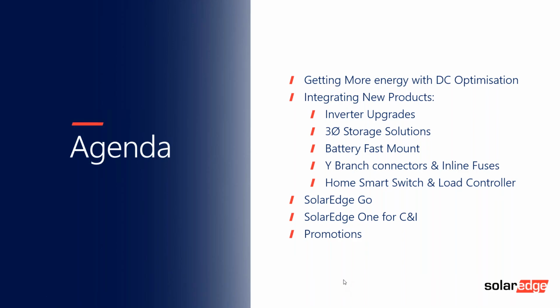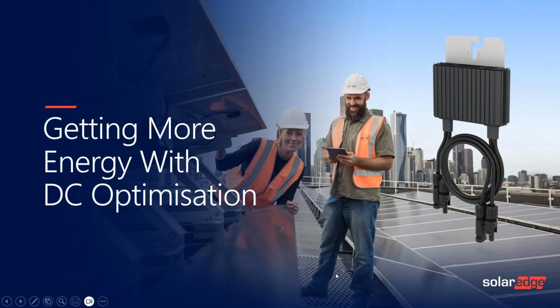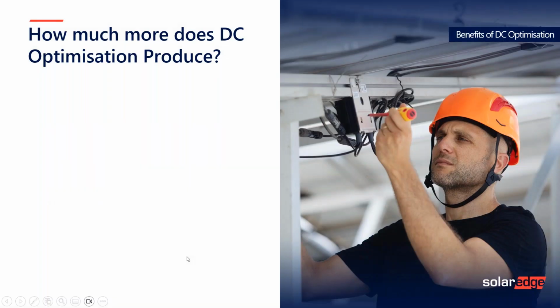Okay. So why optimize systems in the first place? What does it do? One of the things we've been asked a lot as a business is, we talk a lot about optimizing the system to get more energy and dealing with issues, whether it's the mismatch that arises from soiling, different orientations or what have you. And we've been asked many, many times to put a figure to how much more you actually get.